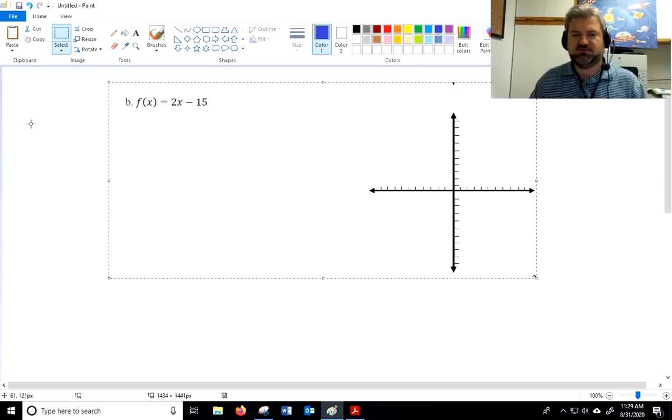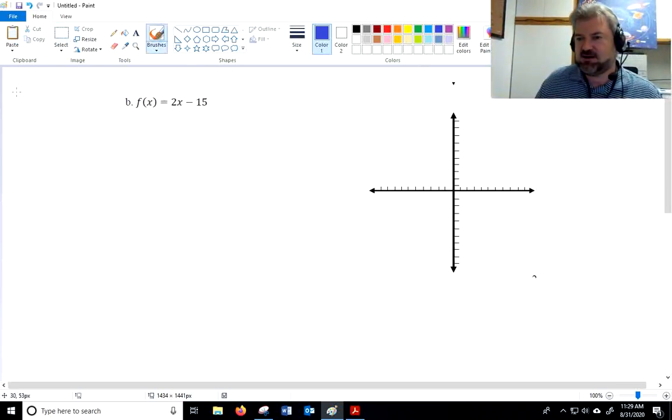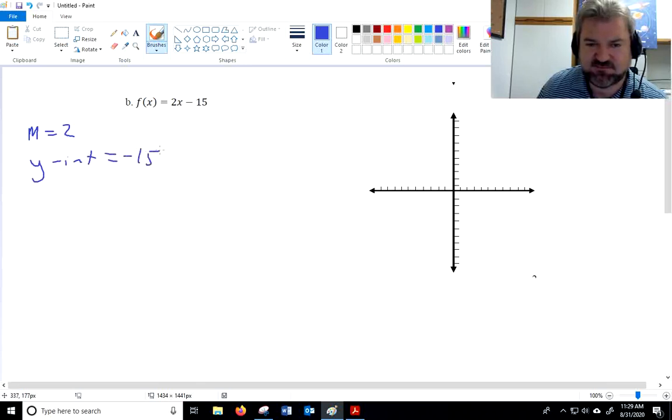All right, I got 2x minus 15. Well, this graph does not really work well for that. We could count by 2's on the y, but my y-intercept is negative 15, so it's not going to fit well if I count by 1's. So slope equals 2, y-intercept is equal to negative 15.